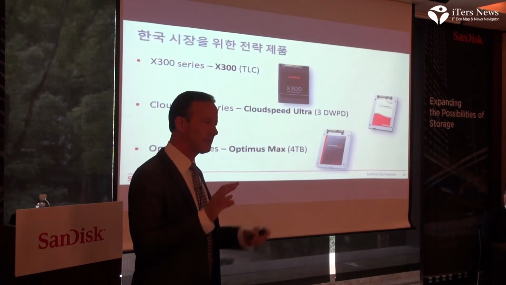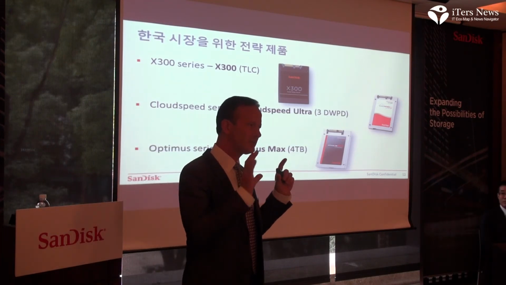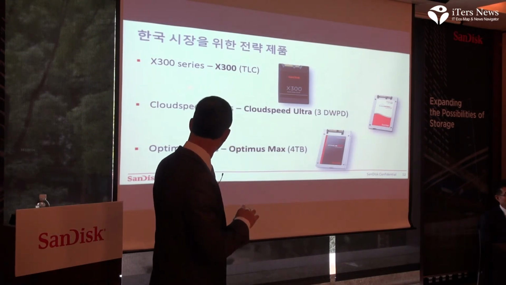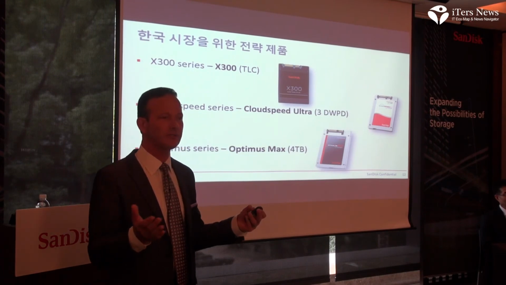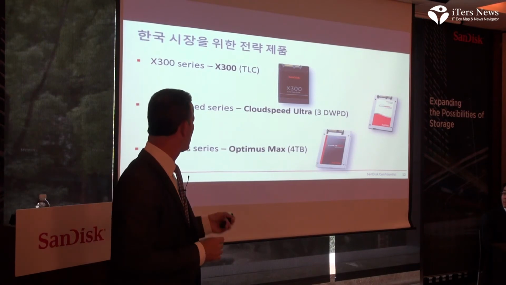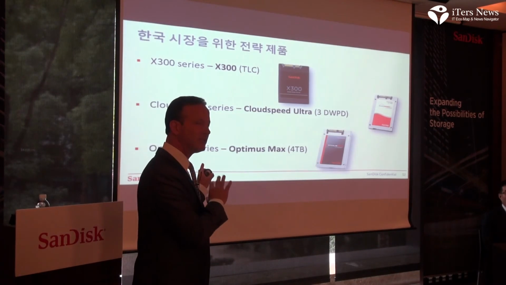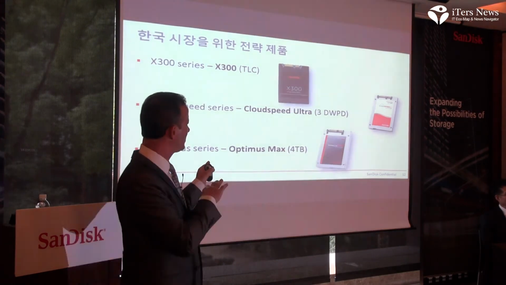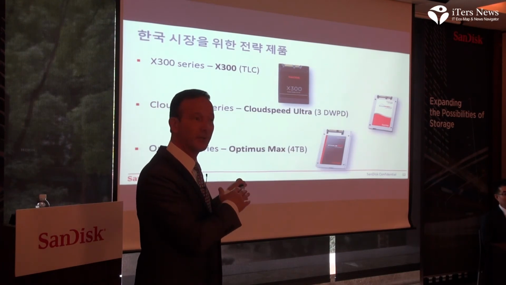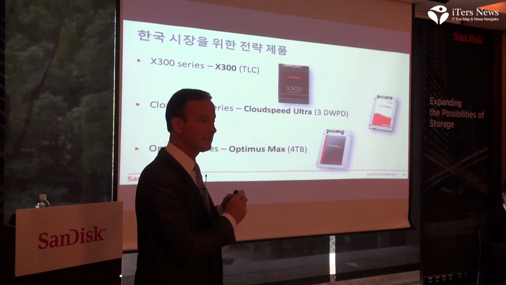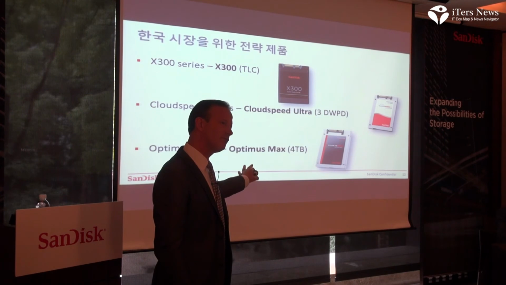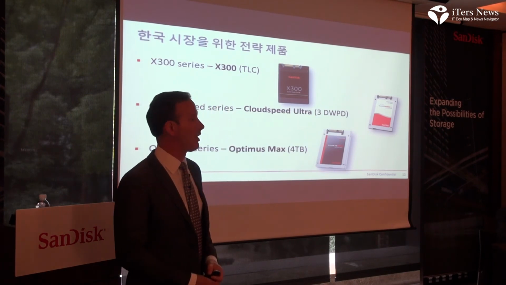So on the product side, when we talk about Korea, there's really just a core set of products that we're focused on. So we've got the client-based products. The client-based products start at 128 gigabytes and go all the way up to 1 terabyte that we offer today. An example of our Cloud Speed series, I just put an example for the Cloud Speed Ultra, which is basically 3 drive writes per day. But again, we have many different variations of the Cloud Speed Ultra product. And the last one is the Optimus series. The Optimus Max is the first 4 terabyte in the market that we just recently launched.